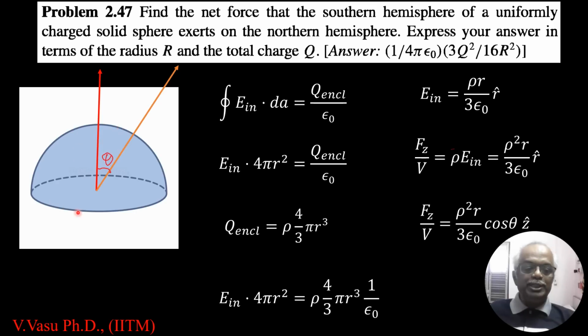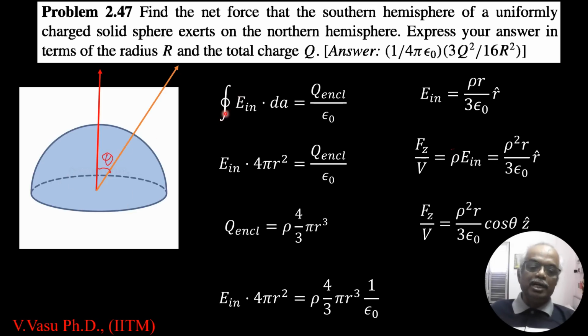Here we have a sphere which is uniformly charged. In the previous case, problem 2.42, we had only surface charge, that is, charge at the surface. In this case, you have volume charge because the charge is uniformly distributed, and we have separated this sphere into two parts, the northern hemisphere and the southern hemisphere.